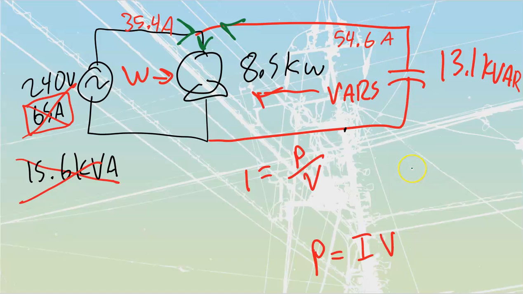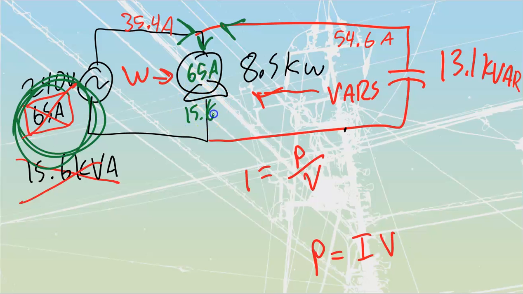Where have we seen that 65 amps before? That was our original source current. We are still supplying the same original load that we had over there, a 65 amp load. It was a 15.6 kVA load. We're still going to supply that same 15.6 kVA, but now we're just supplying it partially from the cap and partially from the source. It's a wonderful, cool thing. We see that our line current has dropped significantly. This is a big deal to us.